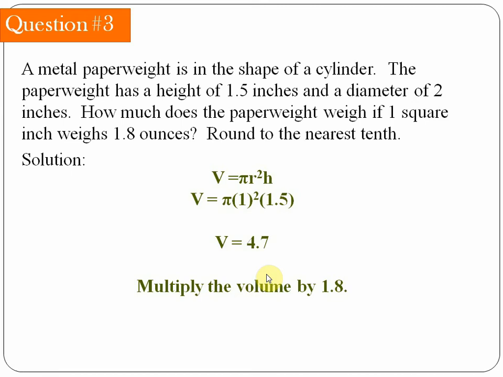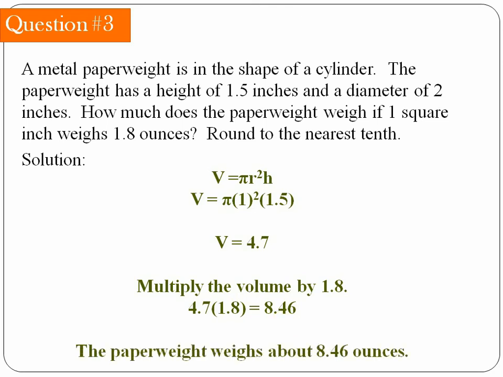Now we have to multiply by 1.8 because 1 cubic inch is 1.8 ounces, and we have 4.7 cubic inches. Now we just multiply 4.7 with 1.8. We got the answer. The total weight of the metal paperweight is 8.46 ounces. The total paperweight weighs about 8.46 ounces. So this is a simple real life application of the volume of a cylinder.